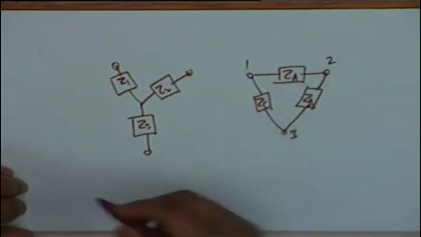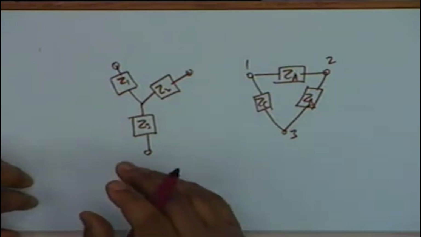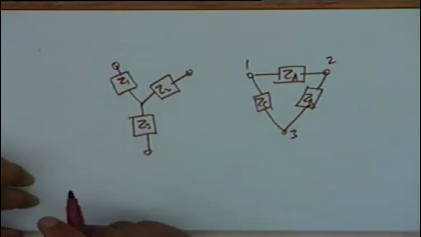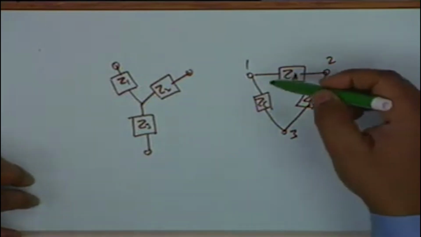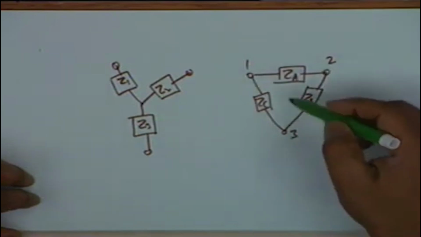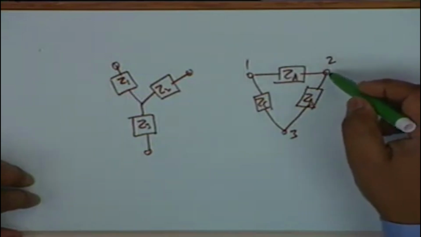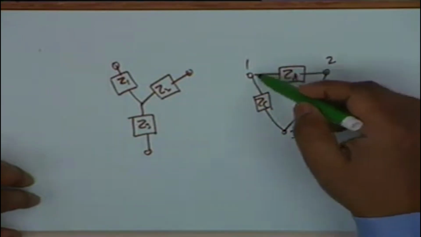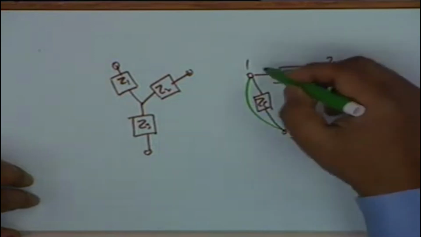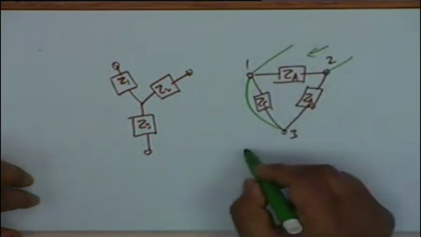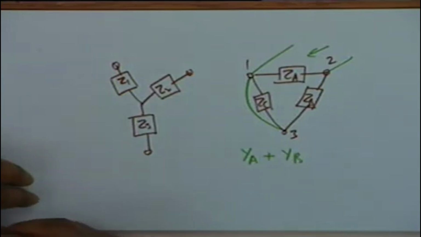1, 2, 3. In the previous case, the duality of the situation suggests that we should measure admittances under short circuit conditions. So suppose we short circuit 1 to 3 and measure the admittance between these 2 points. What shall we get? We shall get YA plus YB.